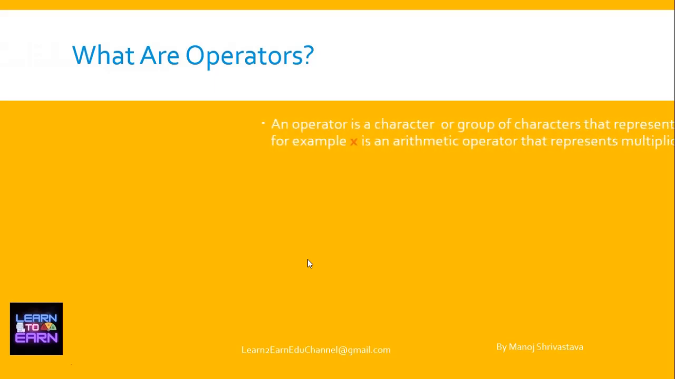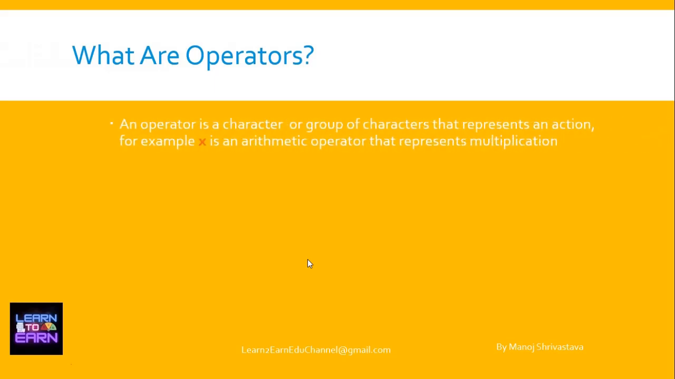So what are operators? An operator is a character or group of characters that represent an action. For example, x, which is a multiplication sign, is an arithmetic operator that represents multiplication. An operator performs some operations on operands, that is values or variables. For example, 2 multiplied by 3. Here 2 and 3 are operands and the multiplication sign is the operator which operates on operand 2 and operand 3.